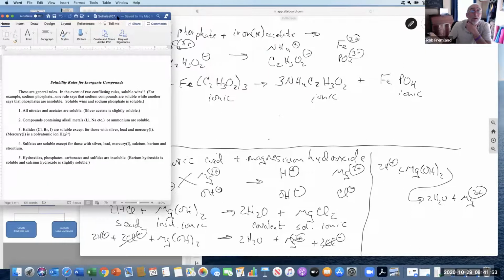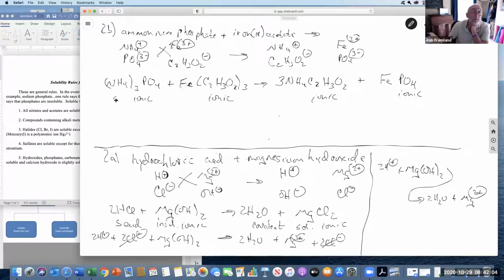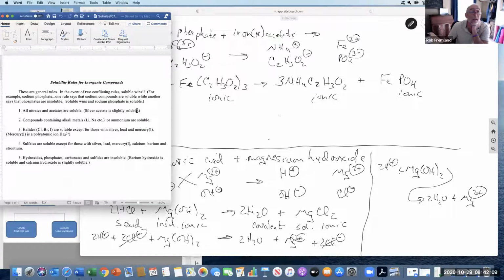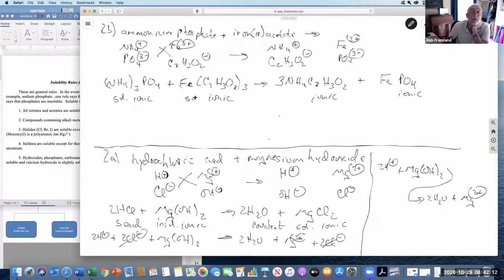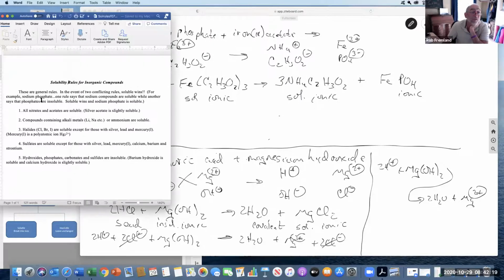For the ammonium phosphate, it's not a nitrate or an acetate, but it has an ammonium. That means it's soluble. For the iron 3 acetate, it's an acetate. Acetates are soluble. Ammonium acetate is soluble because it's an ammonium. And the last one is the iron 3 phosphate. So it goes through rule 1, rule 2, rule 3, rule 4, some of those, and it's a phosphate. Phosphates are insoluble.